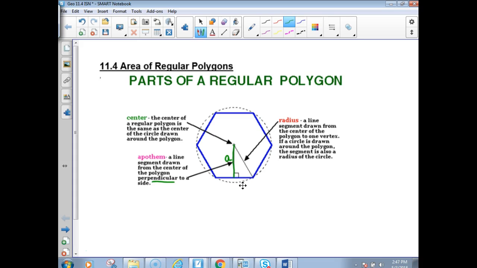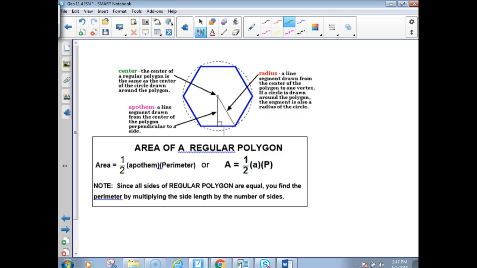There would be a lot of different ways that you could figure out things on this triangle, because it's a right triangle, depending on what you were given. Now today we're only going to do basically the formula, which is the apothem times the perimeter divided by 2. I really just prefer you do this: apothem times perimeter and then divide by 2.